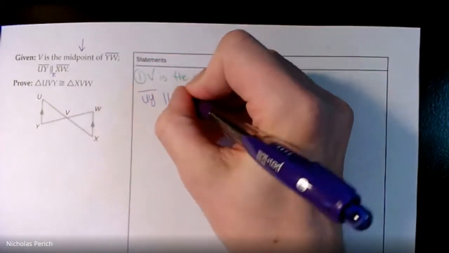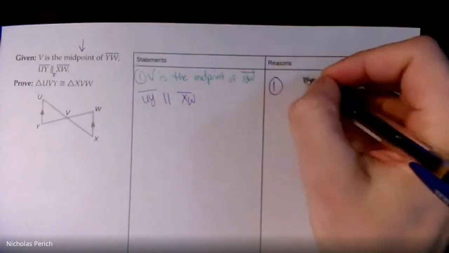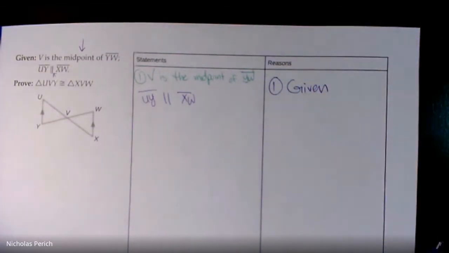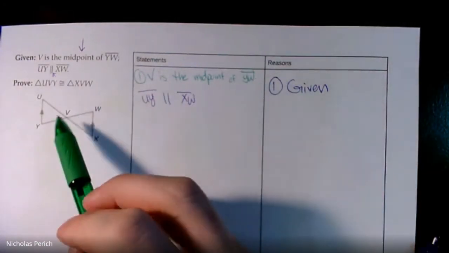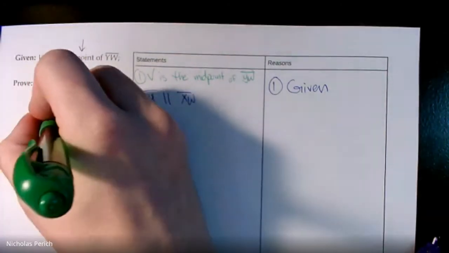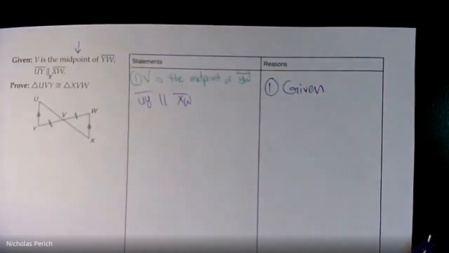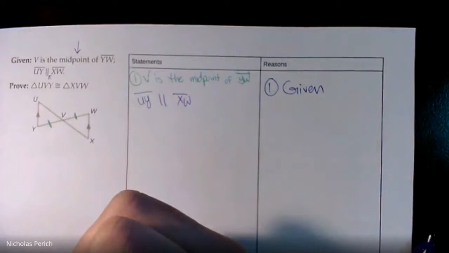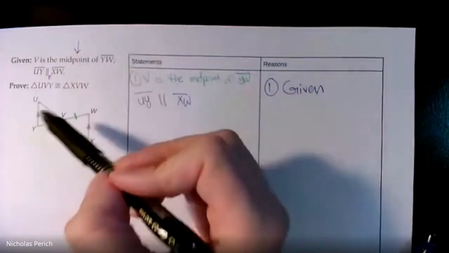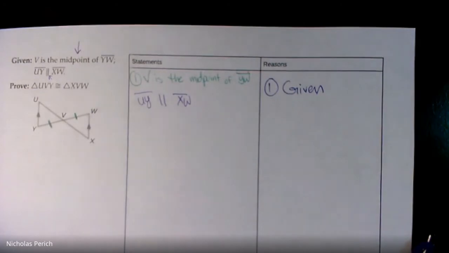UY is parallel to XW. All of this is my given. All right. V is the midpoint of YW. What does that mean? V is in the middle of YW, which means YV and VW are congruent. Am I allowed to say that UV and VX are congruent? No. And here's why I'm not allowed to say it, because it never says that V is the midpoint of UX. So even though it probably is, I'm not allowed to say that.